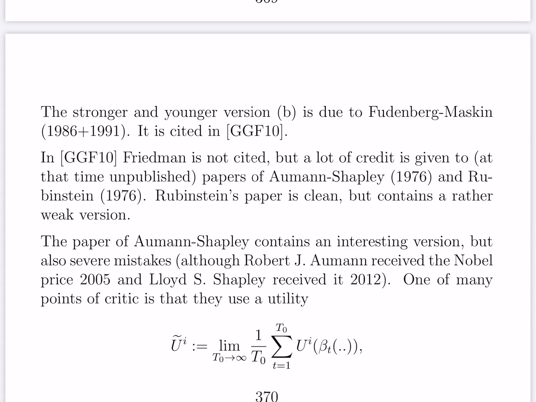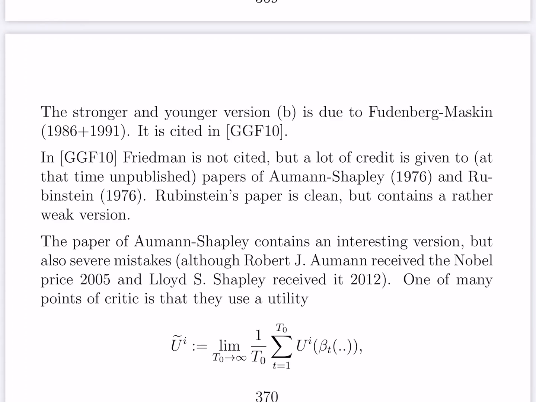So I also studied these papers with some students, with bachelor students. Rubinstein's paper is clean, but it contains a rather weak version. And the paper of Aumann-Shapley contains an interesting version, but also surprisingly bad mistakes. Although Aumann received the Nobel Prize 2005 and Shapley received it 2012, this paper has really severe bad mistakes. One of the many mistakes, or points of critique, is the following one.